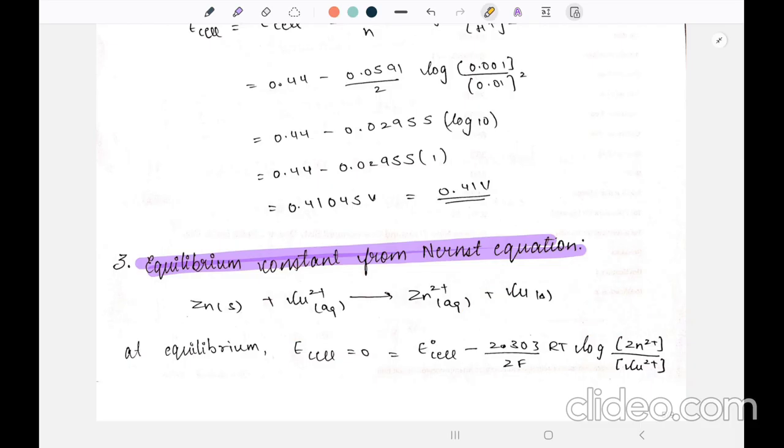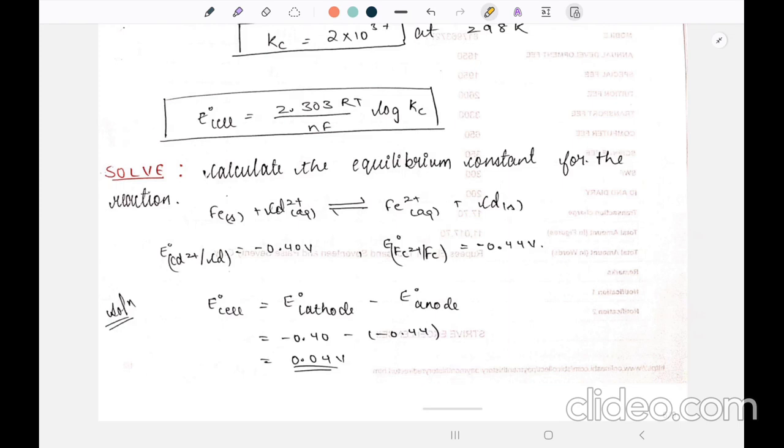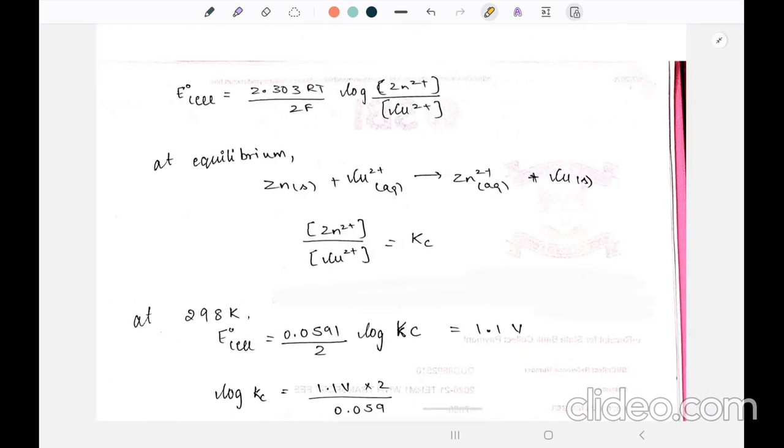So after some time, there will be no change in the concentration of Zn2+ and Cu2+ ions, and at the same time the voltmeter will give 0 reading. So you can understand that at equilibrium the E cell is equal to 0, and so our Nernst equation can be equated to this, and when we bring the E0 cell this side, we get the equation to be as follows. That is, E0 cell is equal to 2.303 RT by 2F log [Zn2+]/[Cu2+]. So at equilibrium we can say that [Zn2+]/[Cu2+] is equal to a constant, which is Kc.